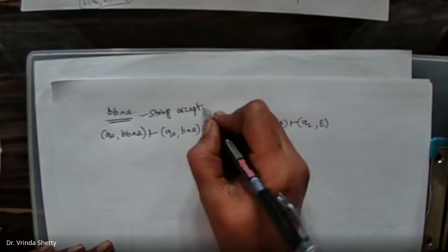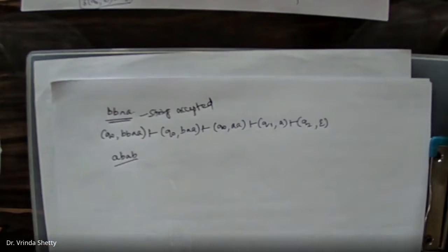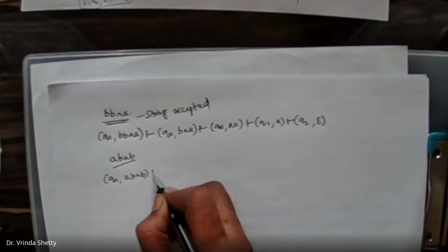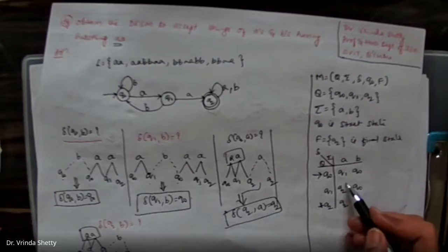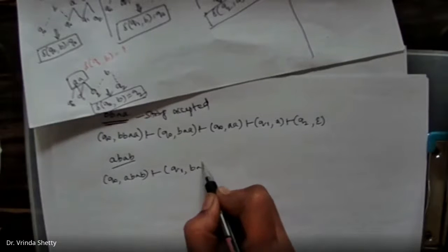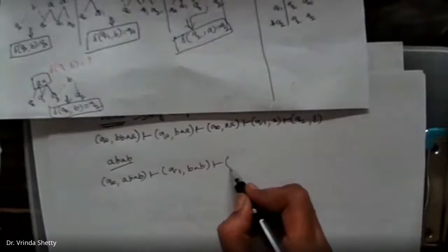String accepted. Now if the string is like this, ABAB, should it be accepted or rejected? Two A's are there, but there should be a substring AA, meaning we should have AA continuously. Same thing, start with the start state Q0. Q0 on A goes to the state Q1, BAB. You are in the state Q1. Q1 on B goes to Q0, AB.